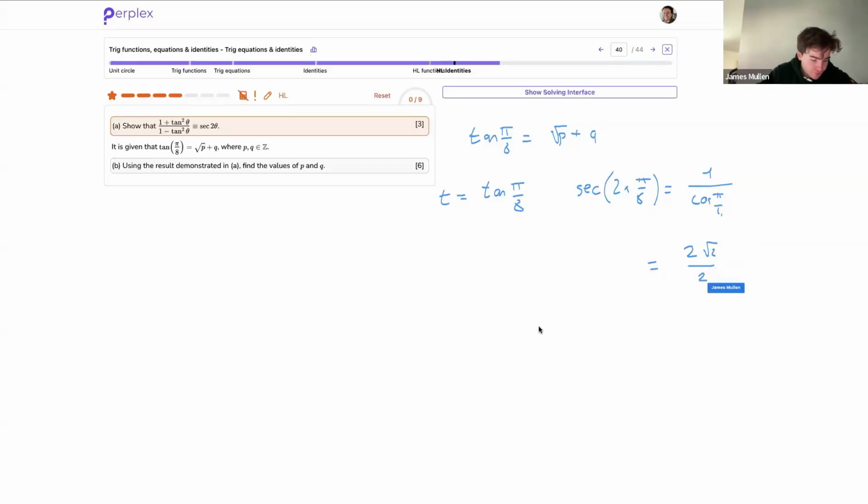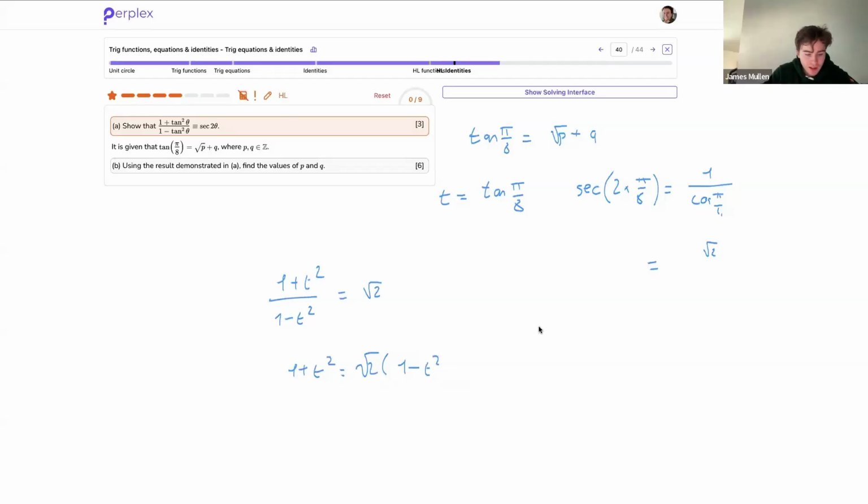Then I can write out this quadratic, and sorry, why did I say 2 root 2 over 2? 2 root 2 over 2 is just root 2. I can say that 1 plus t squared over 1 minus t squared is equal to root 2. If I expand that, it gives me 1 plus t squared is equal to root 2 times 1 minus t squared.